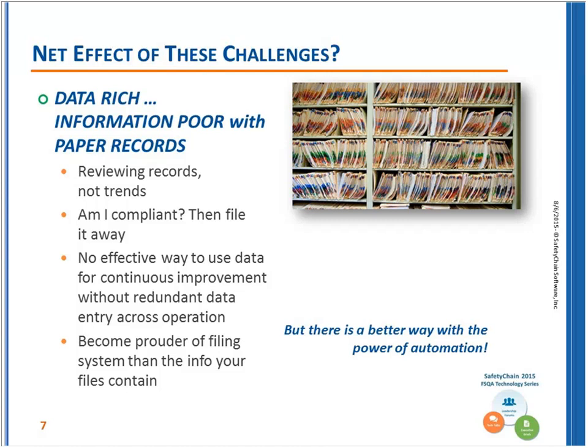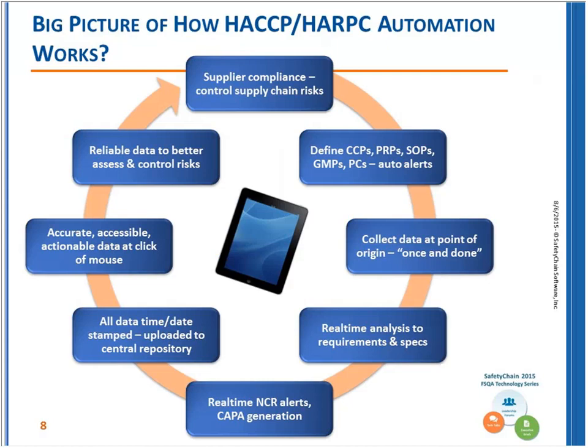Does that make sense, Kim? Yeah, it does. You have paper, but you don't have information to use for trending and continuous improvement. And that's right. When we're speaking with folks who are looking to automate, this is usually their number one issue: I have all this data, I'm not able to effectively use it, and it's not allowing me to create efficiencies.